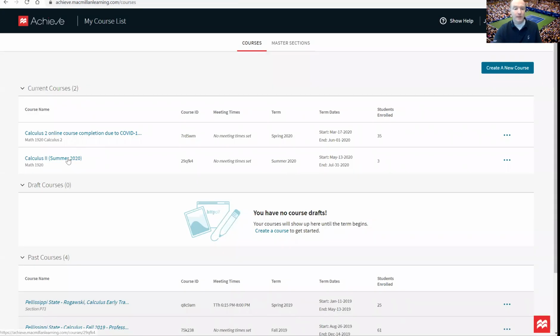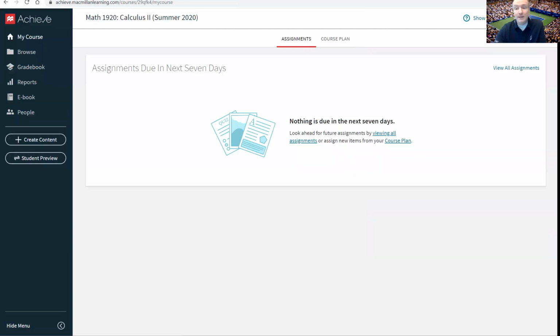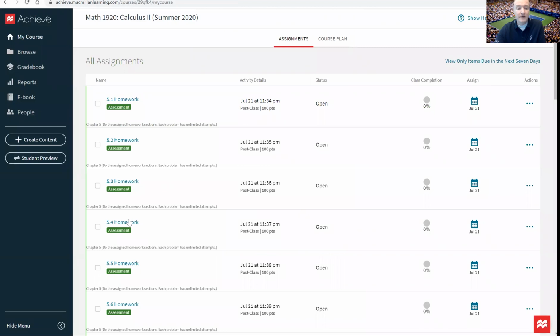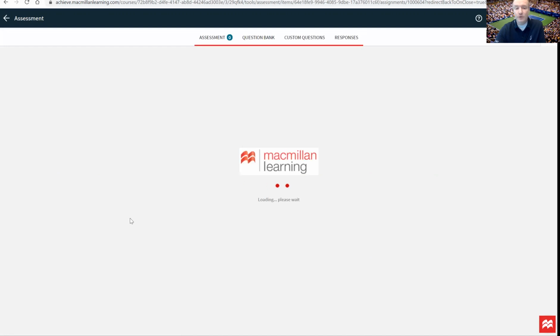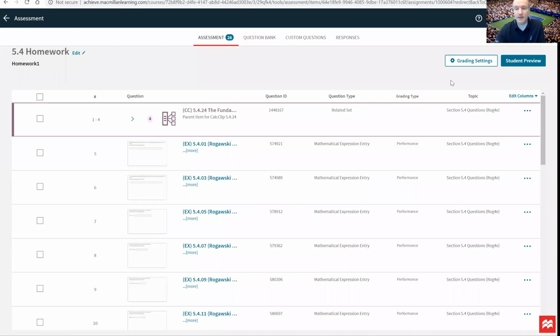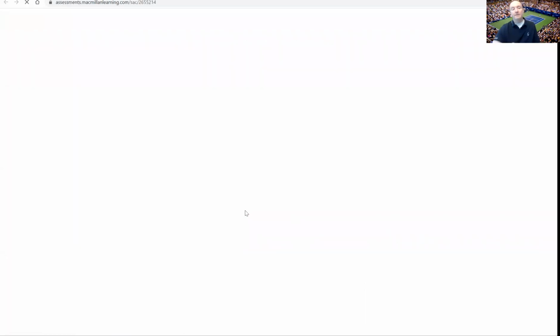When we go into our class, the quickest way to get into it, I always go over to view all assignments and then the 5.4 assignment. Now, when I first enter in 5.4, you will go straight to the assignment. Mine goes to a creation page, but to see the page you get, I just need to go student preview. And this is the page that will load up for you.